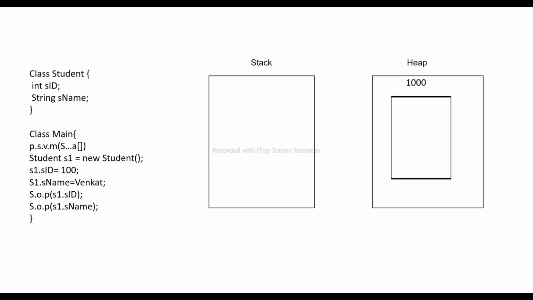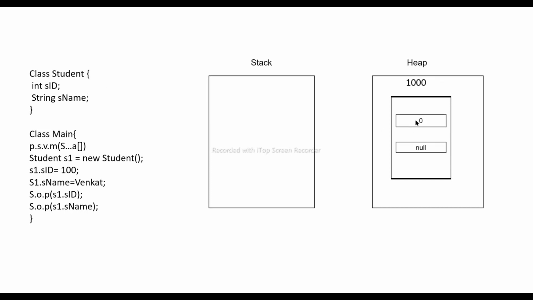The next thing it does is allocate a new block of memory for the object creation. The moment it allocates that memory, the object has been created. Now inside the object, it allocates memory for these two variables. That is what I'm showing here.